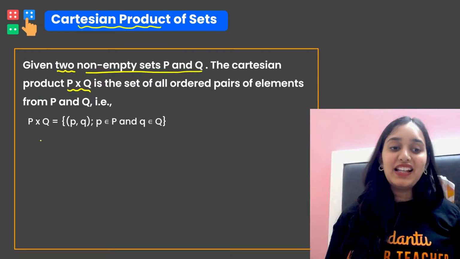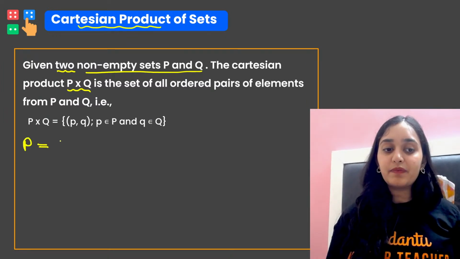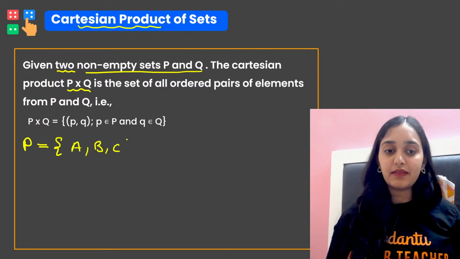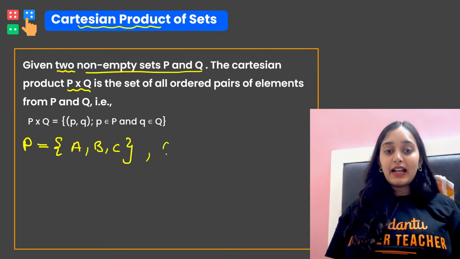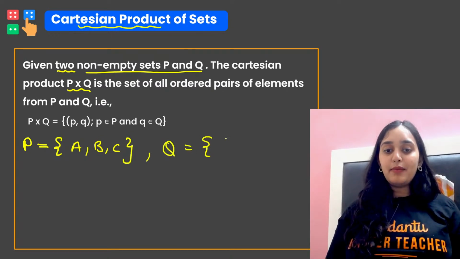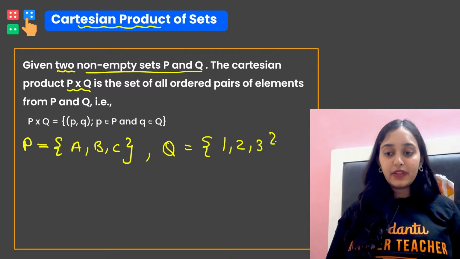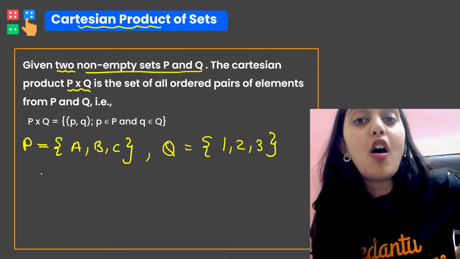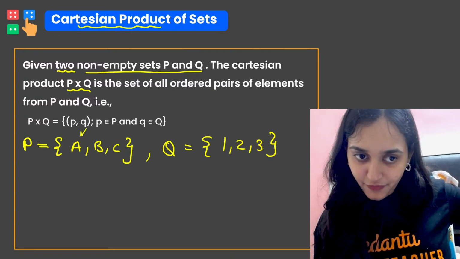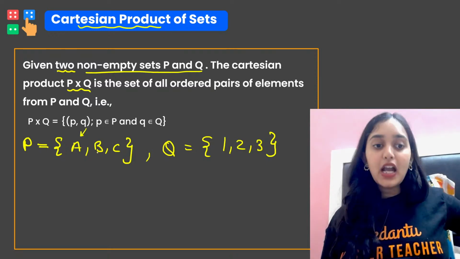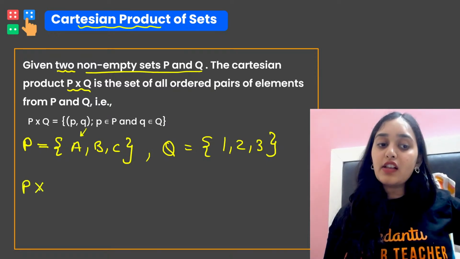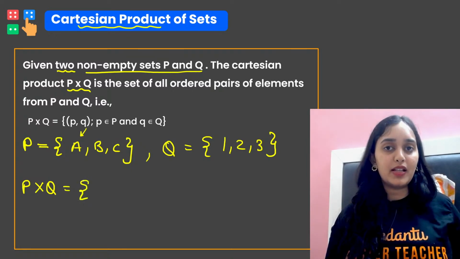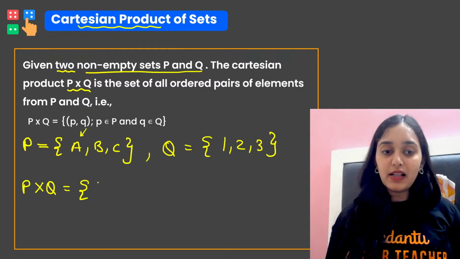Let me explain. Suppose our set P has elements A, B, C. Set Q has elements 1, 2, 3. How many ordered pairs are possible? The possible ordered pairs are taking one element from here, and one element from here. Now, P cross Q will contain all sorts of ordered pairs possible. So, what all ordered pairs are possible?